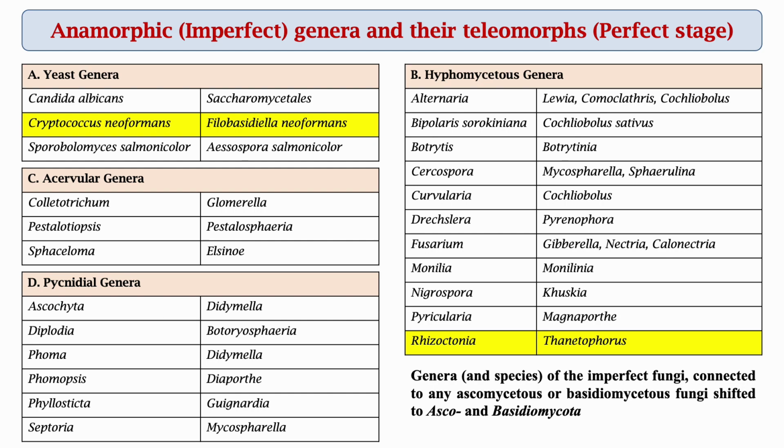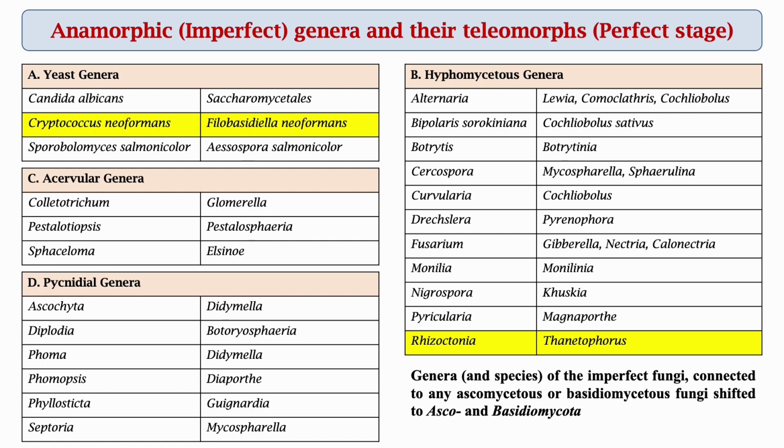Then the group C, that is Acervular genera. Here I have cited 3 examples. Number 1 is Colletotrichum. Its perfect stage is Glomerella. And then Pestalotiopsis. Its perfect stage is Pestalosphaeria. Then third example is Sphaceloma. Its perfect stage is Elsinoe.